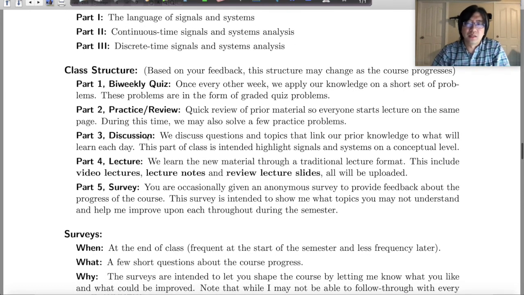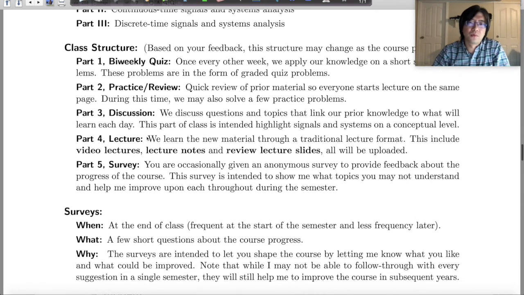This is basically the optional interactive session. Also, in the lecture, we're going to have lecture videos, like what you are watching now, and we're going to have lecture notes. It's my handwriting notes, right? So every class, I'm going to write down the materials of the class.